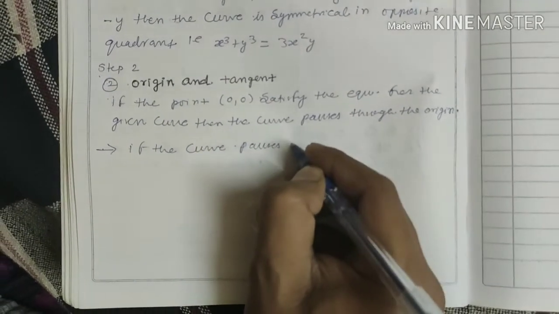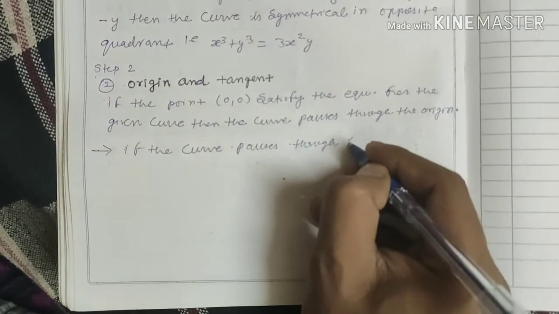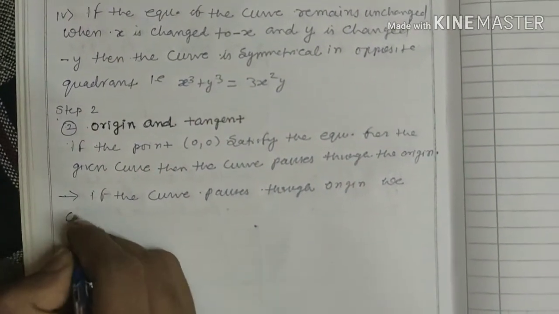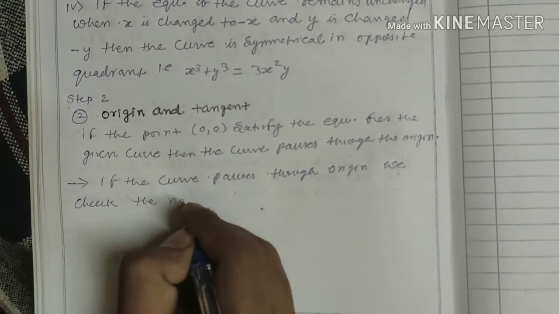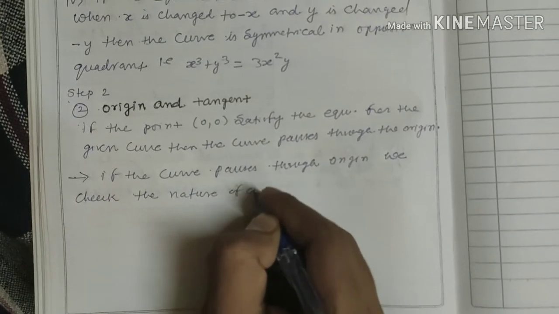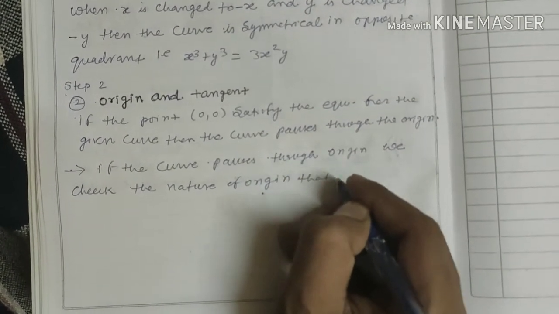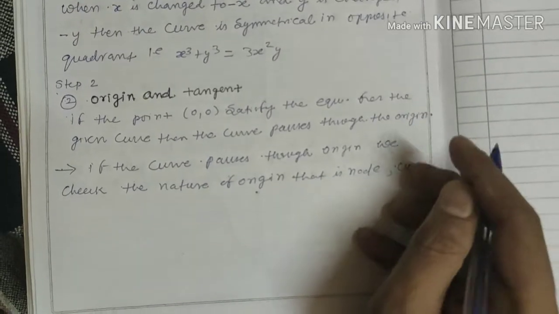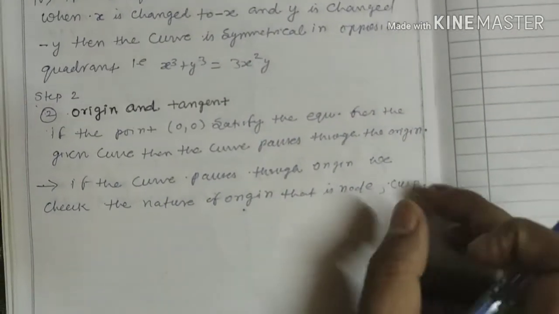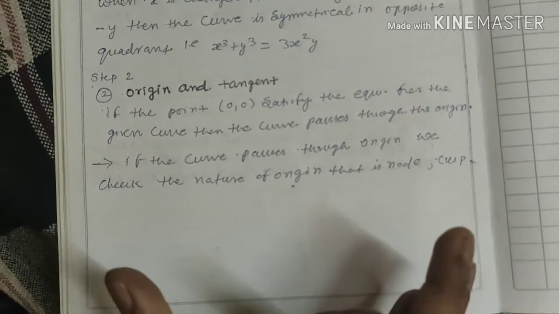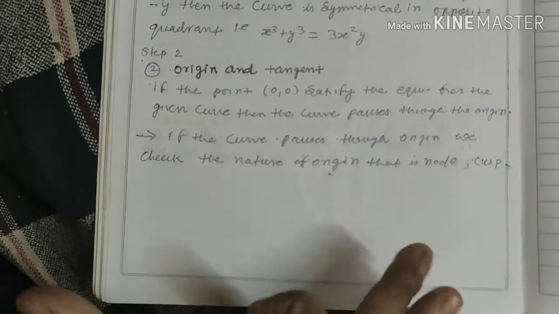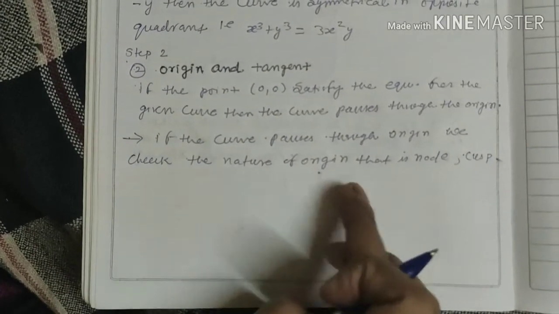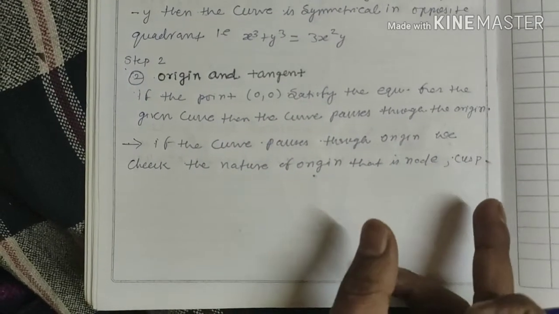Now the next point is that if the curve passes through the origin, we check the nature of the origin, that is node and cusp. These are two terms, and we will define them after this point. So if the curve passes through the origin, we check the nature of the origin, that is node and cusp.